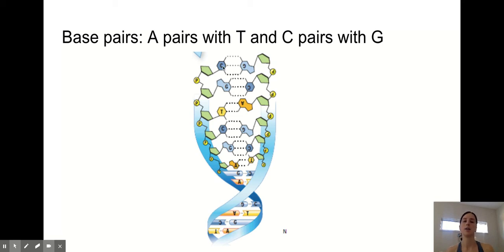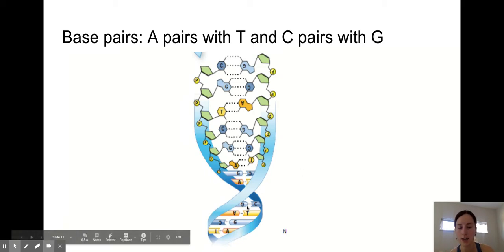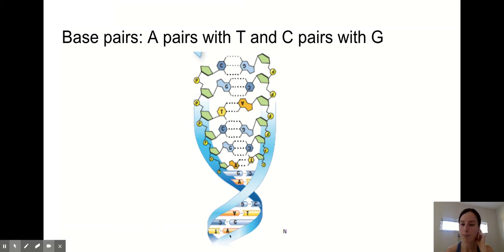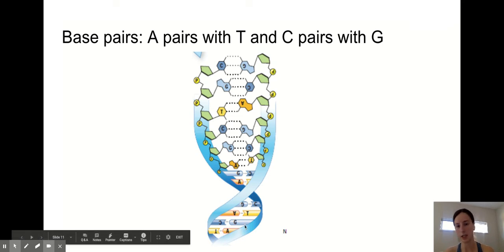So C only ever bonds with G. It's never going to bond with A. These are very specific about how they bond. And you can see on the bottom here, it's kind of represented like A is a little bit of a triangle, and T and A fit nicely together. That's how I usually draw it out. But just remember, A goes with T and C goes with G.